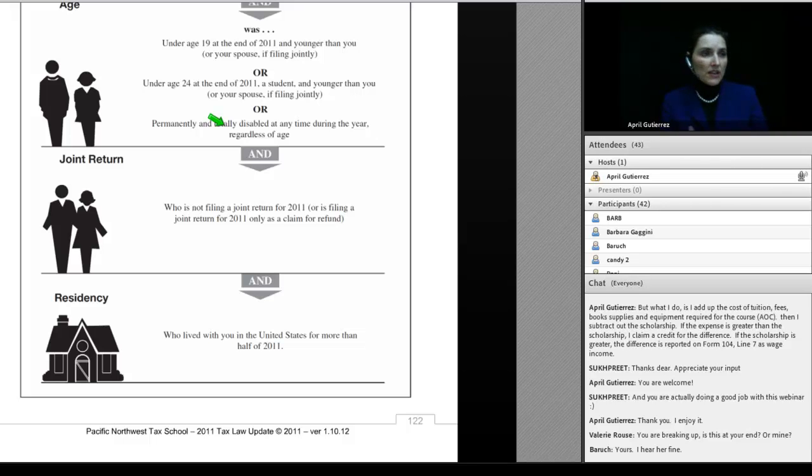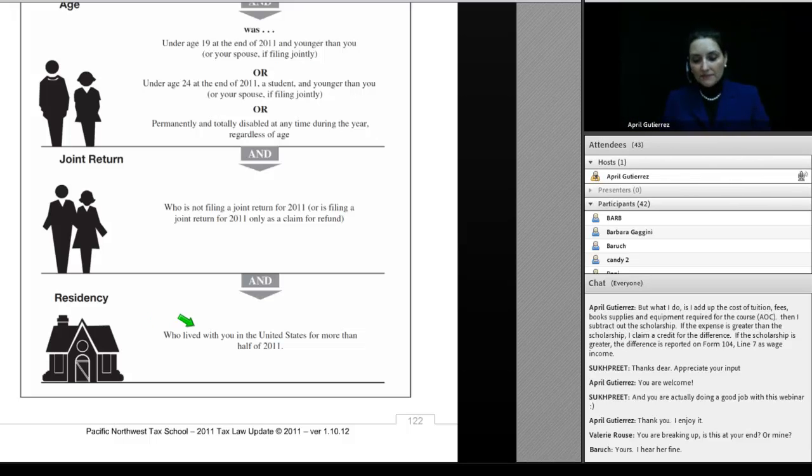So essentially you're looking at, is their income so low they're not required to file, but maybe if they do file, they'll get some benefit from it. If that's the only reason they file, then you can get the credit, otherwise not. That's on a joint return. Your child can file a tax return, just not a joint return.